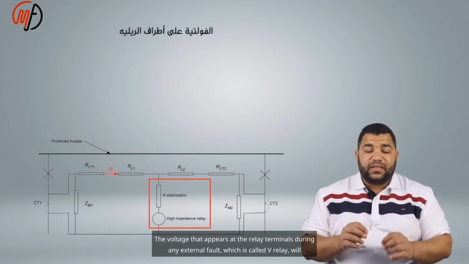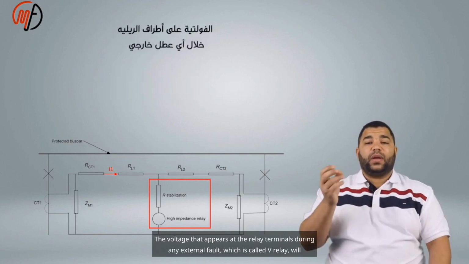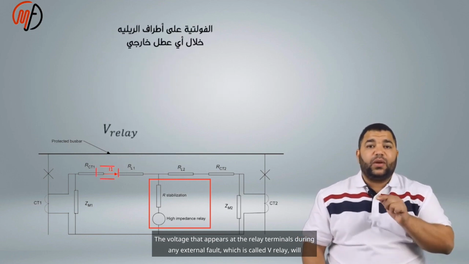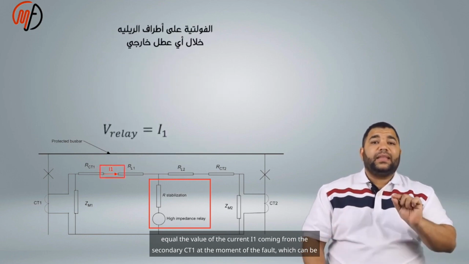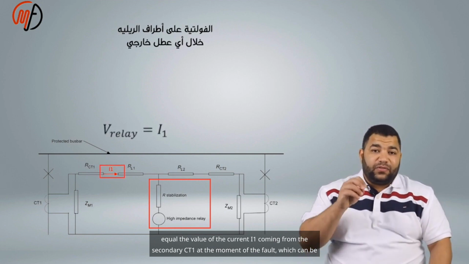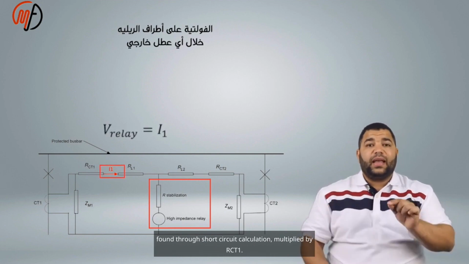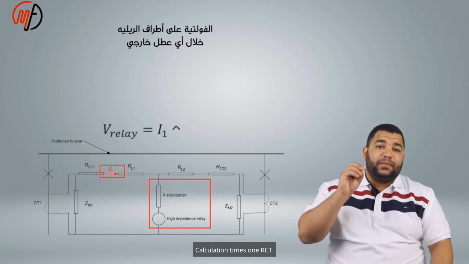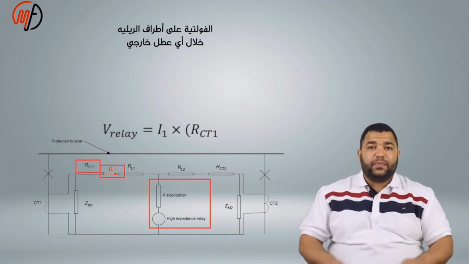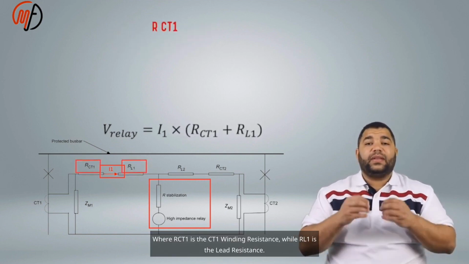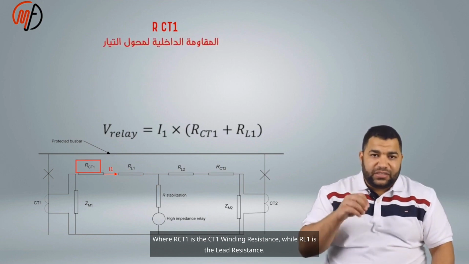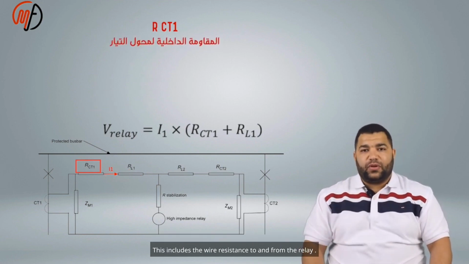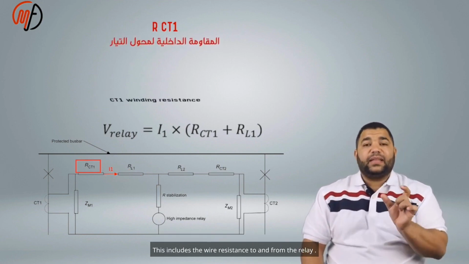The voltage that appears at the relay terminals during any external fault, which is called V relay, will equal the value of the current I1 coming from the secondary CT1 at the moment of the fault, which can be found through short circuit calculation, multiplied by RCT1 plus RL1, where RCT1 is the CT1 winding resistance, while RL1 is the lead resistance. This includes the wire resistance to and from the relay. RL1 can be expressed as 2RL.